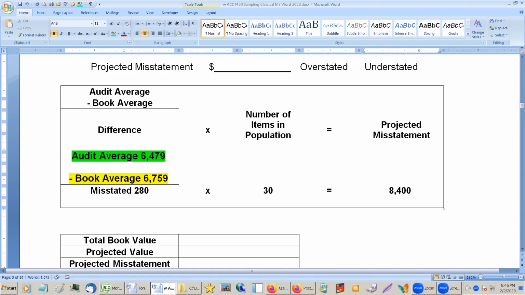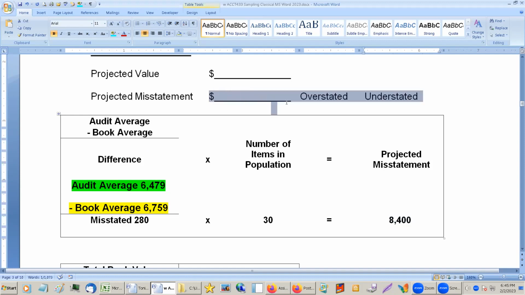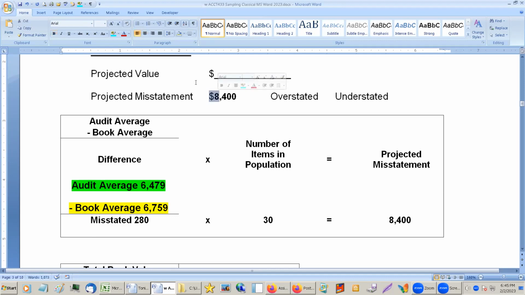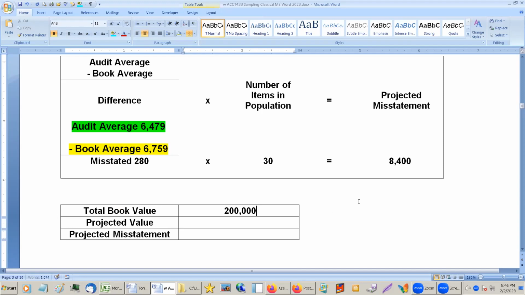So this one's a little bit strange, in that the misstatement will come first. So this is a misstatement. It is overstated. We're saying that each one of their accounts, they have added $280 to. They have 30 accounts, so here's the total. So coming down here, we have a book value of 200,000. Projected misstatement is 8,400, and it's overstated. So backing into the projected value, what would that be? 191,600. Yep. So this will be our projected value.